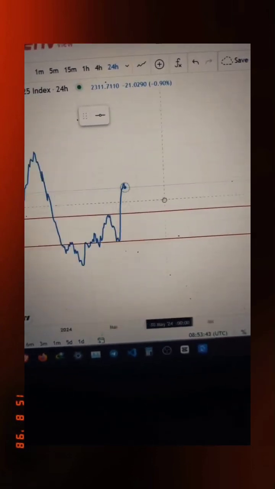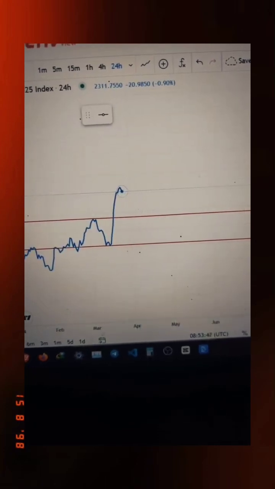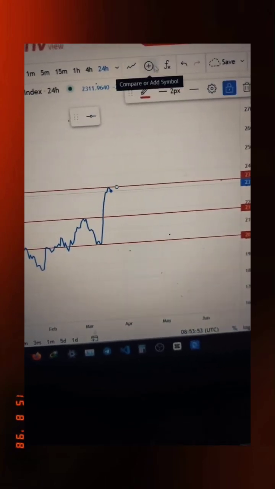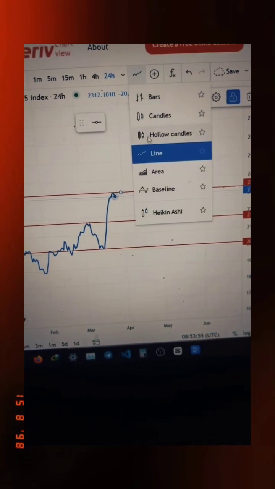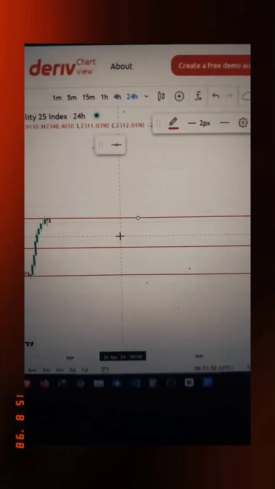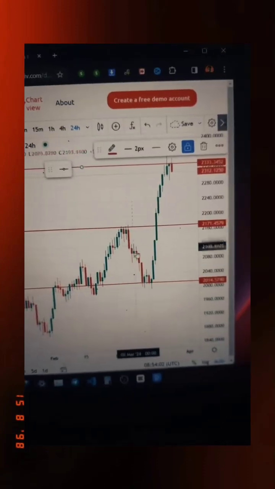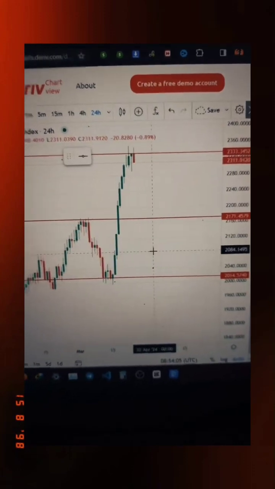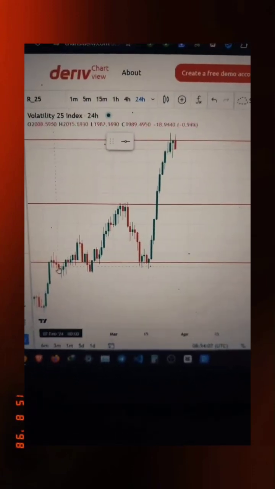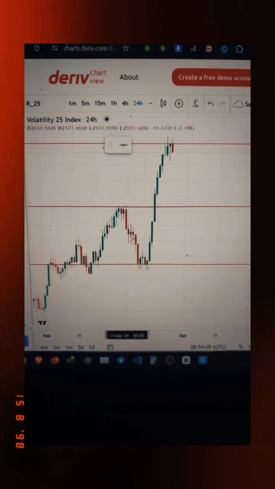The other point is, this is the recent top that was formed at this point. I lock it. After that, you can come here and change it to candles. So now let me just reset it. Now you see what the price has been. We have drawn our support and resistance lines. As you can see, there is a resistance, there is support.